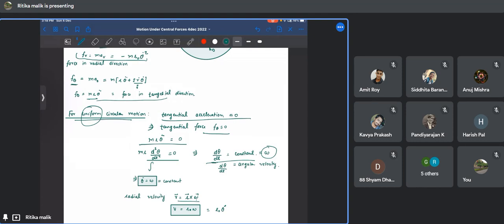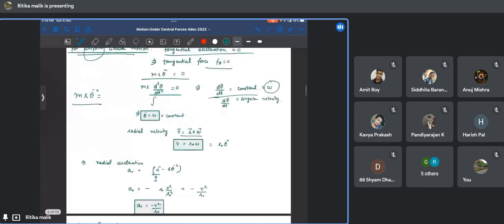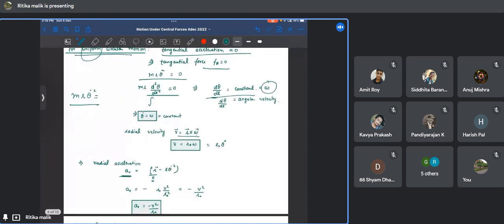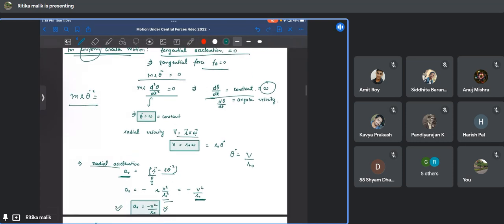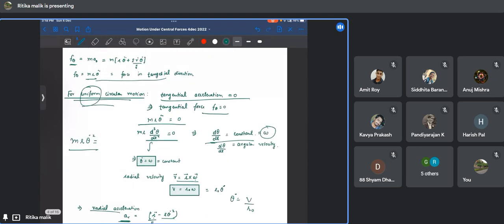So this quantity m r theta dot square becomes constant for this case of circular motion. And in the radial direction, if you put r double dot as zero, then the r theta dot square term will be left, and you can put the value of theta dot as v by r zero here. From that, it will become v square by r zero. This is the same kind of centripetal force that you have encountered in your 10th class. So this radial acceleration will lead to the centripetal acceleration in case of uniform circular motion.